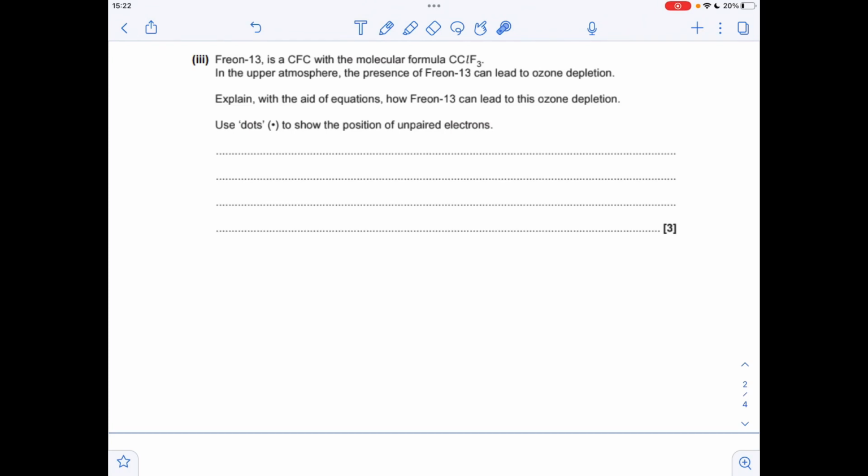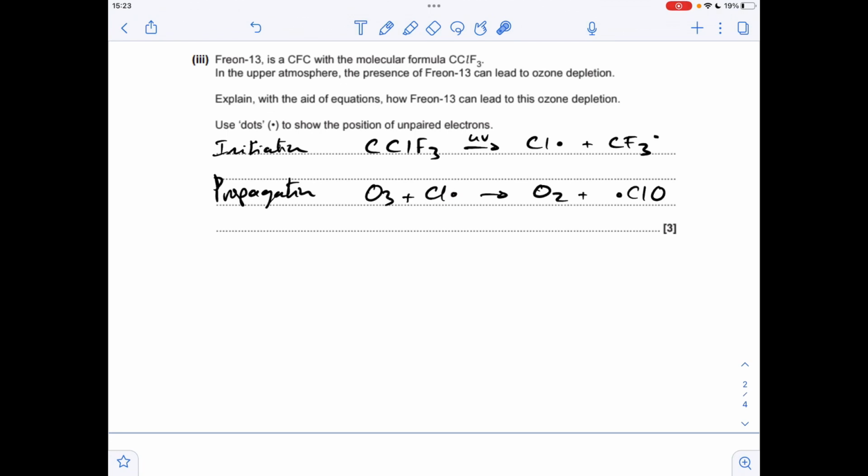So we've got to come up with the equations of how Freon 13, this thing here, can lead to ozone depletion. So when this goes up into the upper atmosphere, it's exposed to UV. So the UV breaks the C-Cl bond, generates a chlorine radical, and the other part of this would also be a radical. So that's CF3 dot for the unpaired electron. So then the chlorine radical will attack the ozone via a pair of propagation steps. So the chlorine radical takes an oxygen, and it becomes a ClO radical and leaves an O2 molecule. Then the second propagation step involves the reaction of this radical with an oxygen atom. So there's the equation for that there.